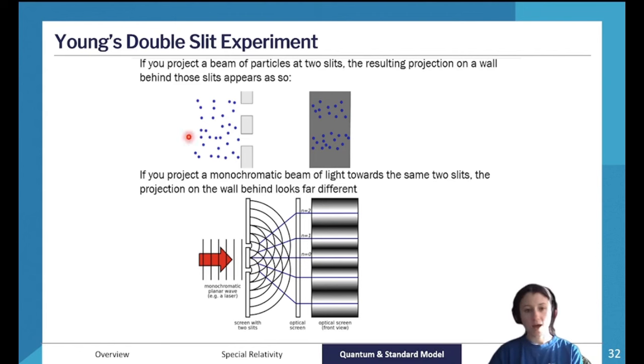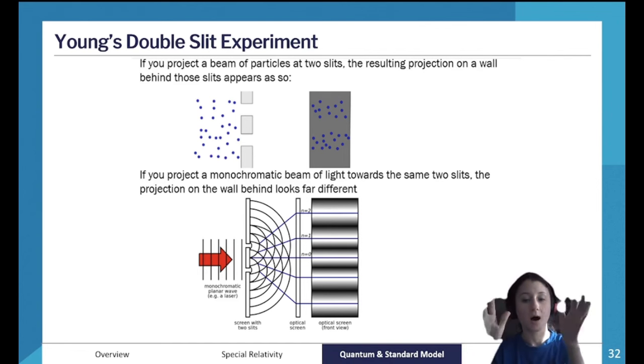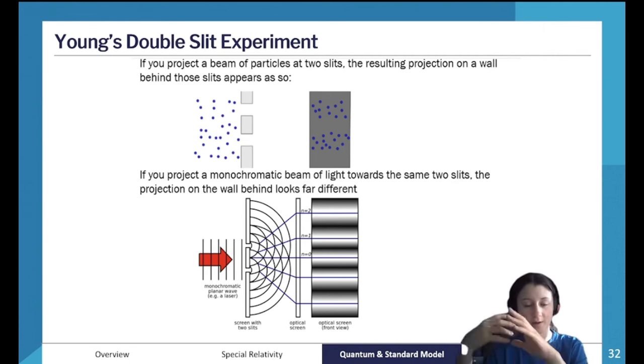Up here we have what he would have seen if light behaved as a particle, and down here we have what he would have seen if light behaved as a wave. So, up here we have our two slits, our little particles of light coming through, and as you can see they've just fallen right behind those two slits. That kind of makes sense, right? Say you're throwing paintballs or water bombs through two slits, they're just going to fall directly behind those two slits. There's not going to be too much variance there.